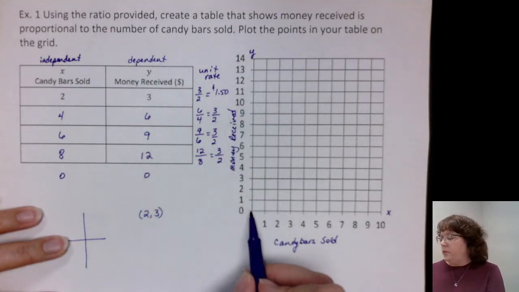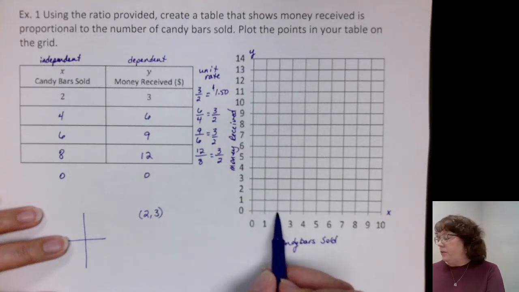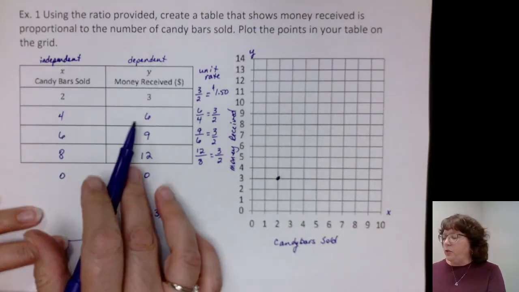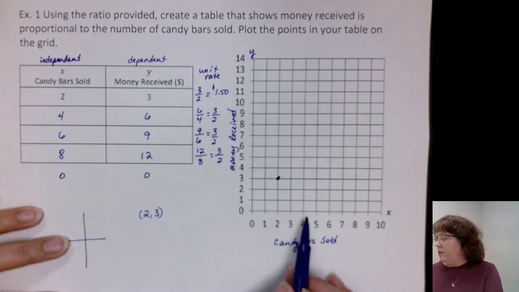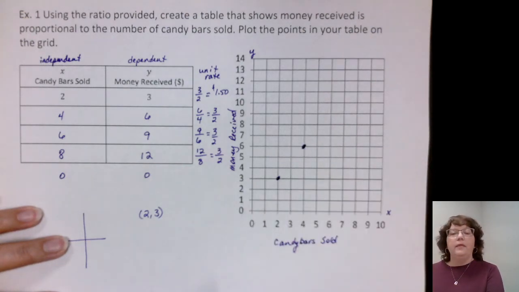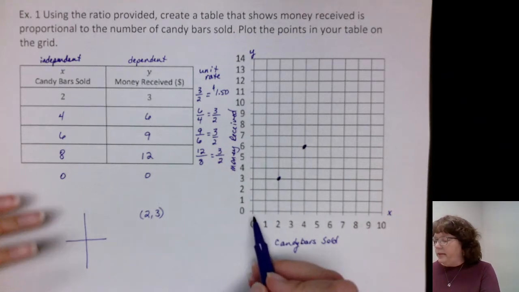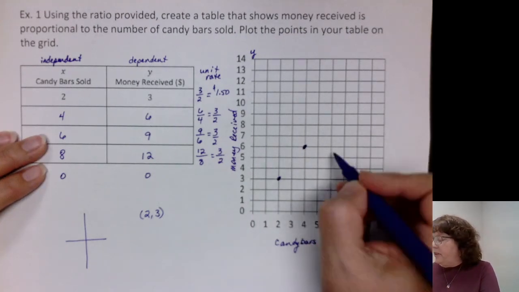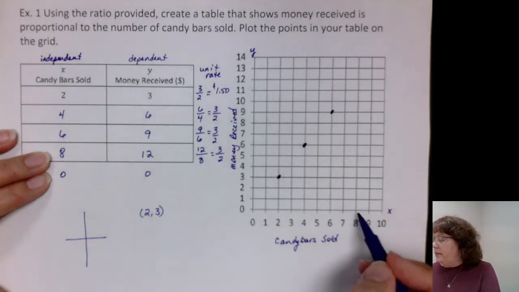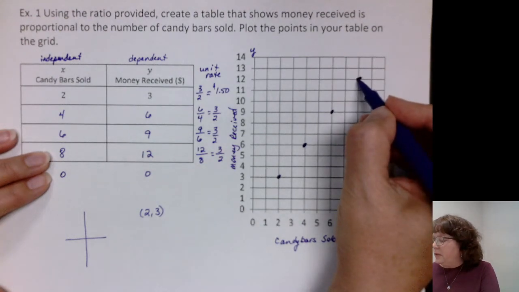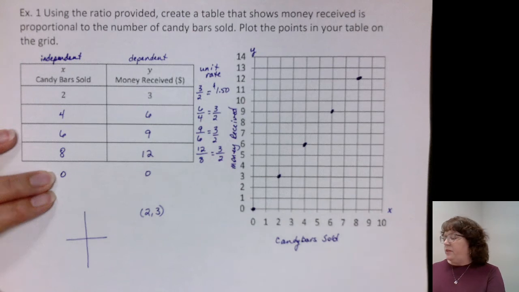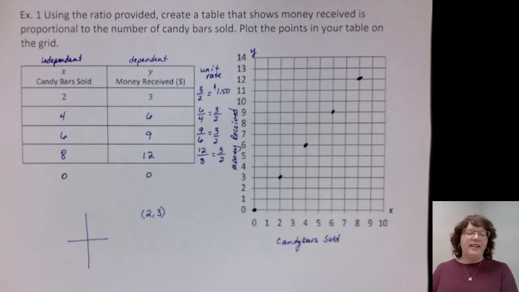All right, so 2, 3, so we start at the origin. We're going to count right 2 and go up 1, 2, 3 and plot that point. And we're going to do that with each one of these. So 4, right 4, up 6, and right 6, and up 9. Oops, went too far. There we go. And right 8 and up 12. And then don't forget we added this last one, 0, 0, because that is definitely part of our data set, just in case Isaiah doesn't sell any candy bars.